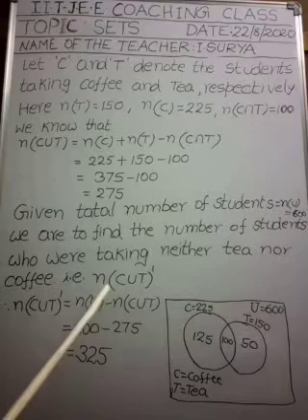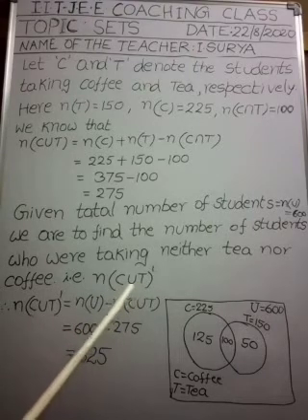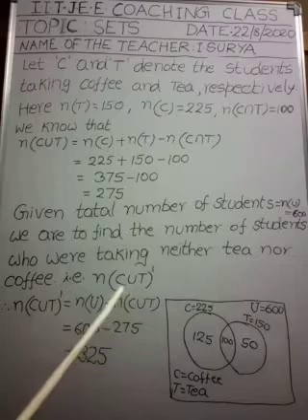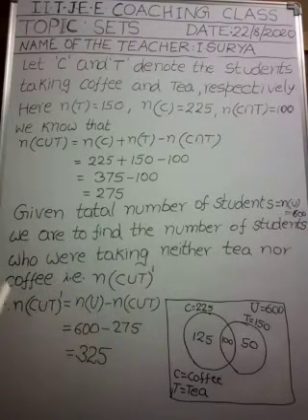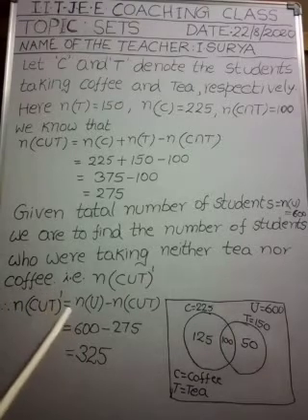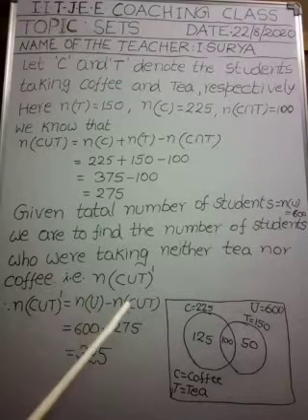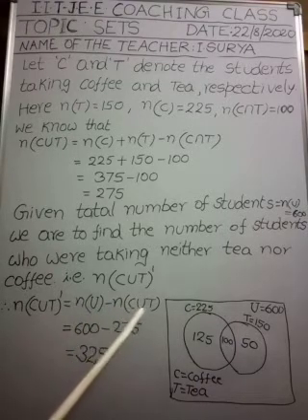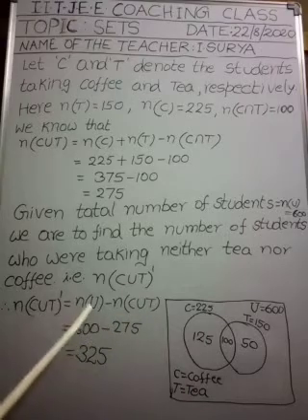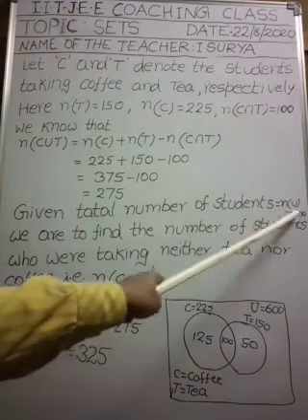The actual question is we have to find n of (C union T) whole dash. Don't confuse here. This is union. So, n of (C union T) whole dash is equal to n of universal set minus n of (C union T). Understood this point, my children? Right. That is equal to, what is n of universal set?